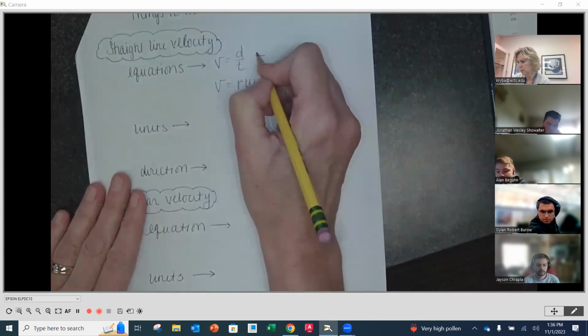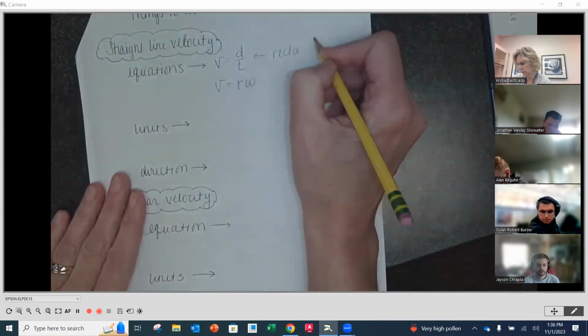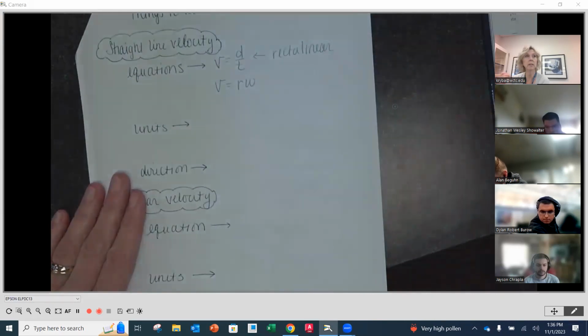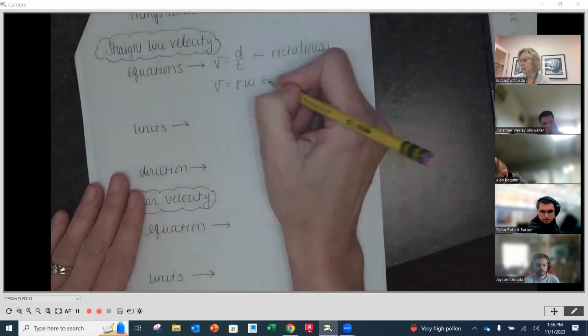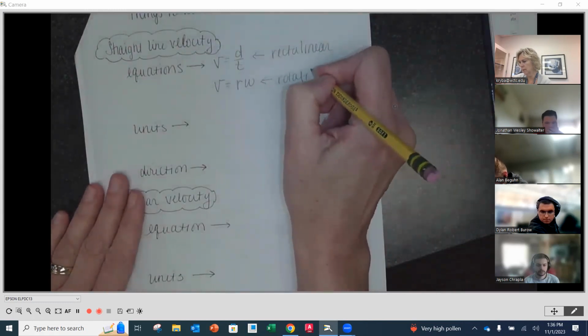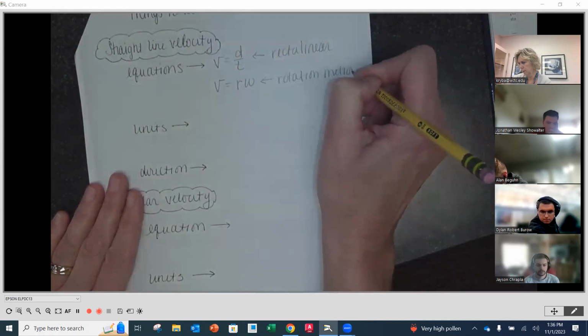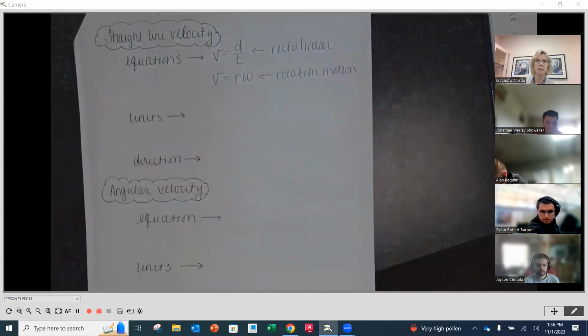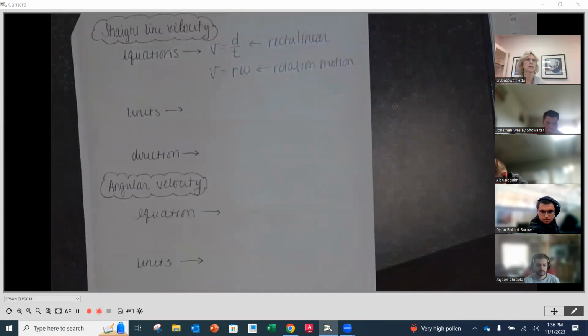R times W. So this is what we call rectilinear, or linear velocity, based on just straight line motion. And this is going to be based on rotational motion, meaning it's a component of something that's rotating. So it's a point on a link, for instance, and it has that linear velocity component when that link is rotating. What are the units for velocity?